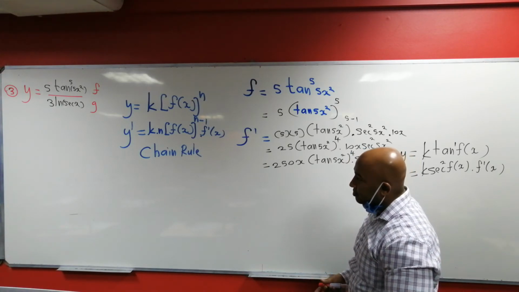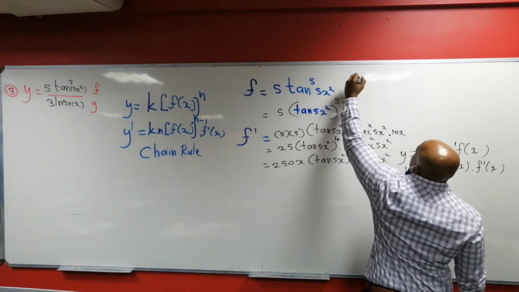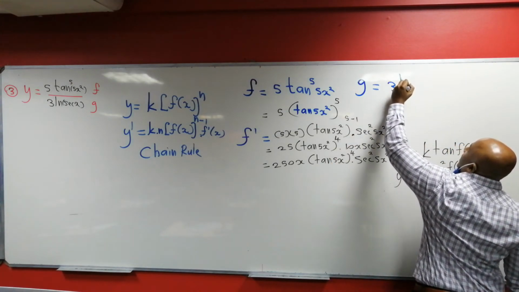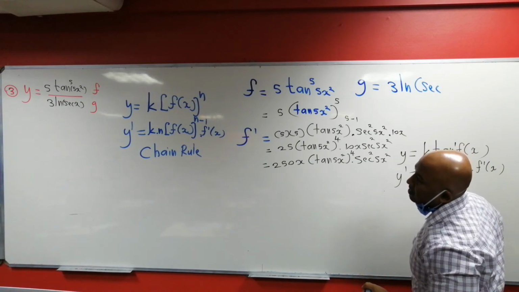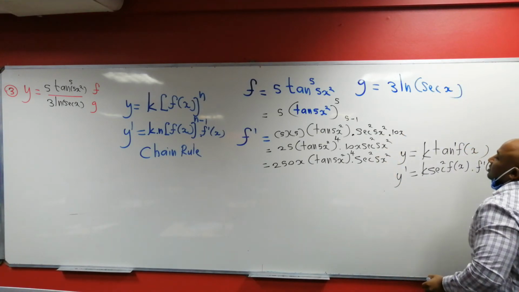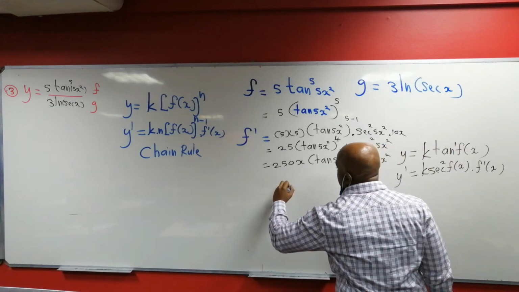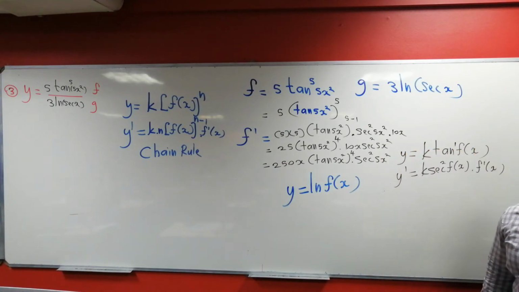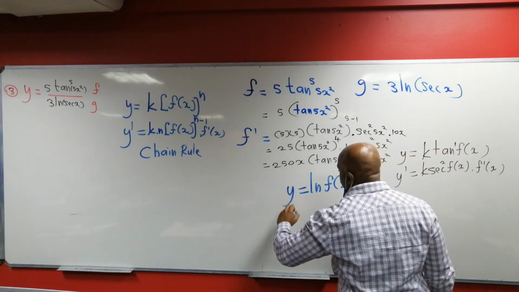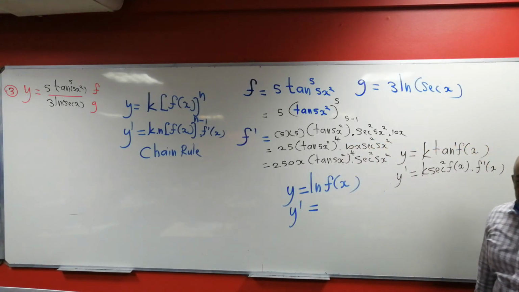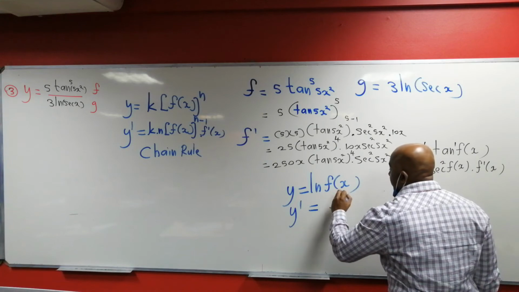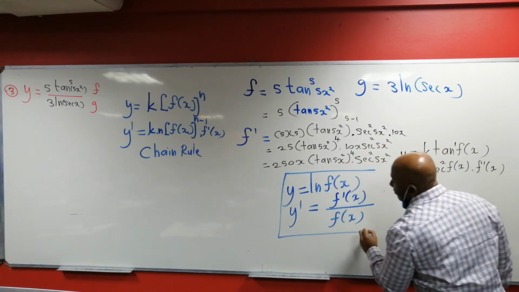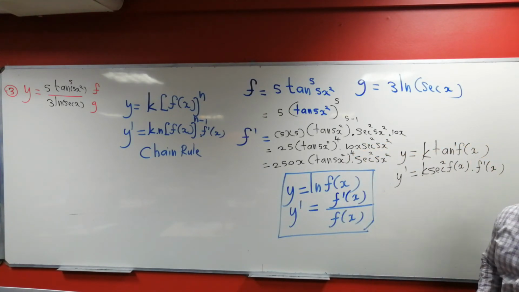What is g now? The g is the denominator there, which is 3 ln of sec, just sec x. So now, what is the formula for differentiating ln sec? Go to your table of derivatives. If you got ln of f of x, the derivative here is going to be f prime x divided by f of x. That is the formula for differentiating ln of sec. You should have this in your head.